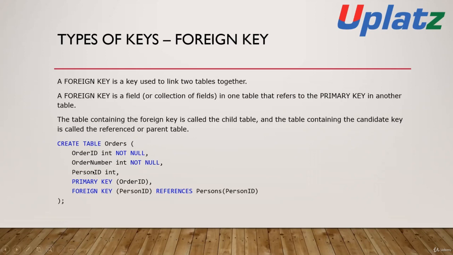So basically person ID from orders table is reflecting to person ID from persons table. That is the relation between orders table and persons table. So in that case, we can say that the person ID becomes the foreign key for orders table, but it is a primary key for persons table. Similarly, we can say that order ID is the primary key of this table. It would be foreign key for some other table.